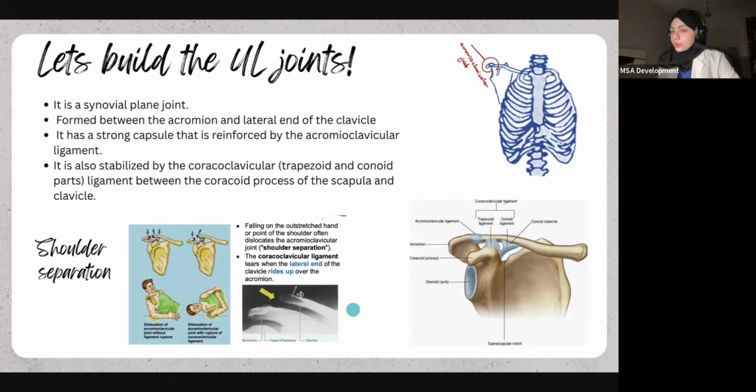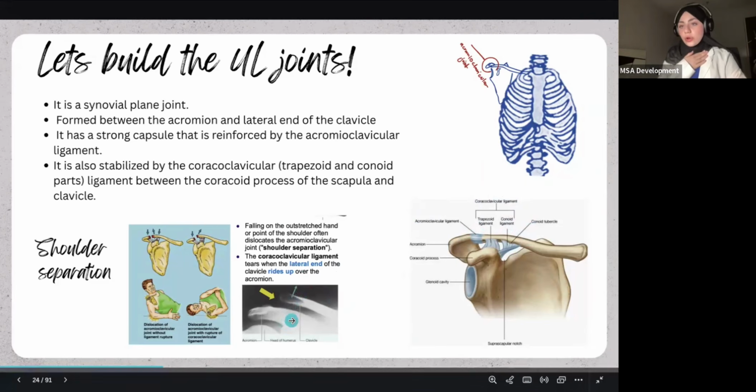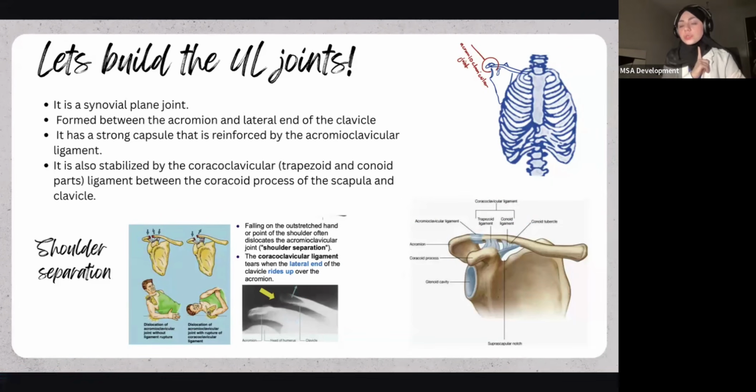Now, again, you always need to think of what the muscles will do. So since nothing is acting on the clavicle now, the sternocleidomastoid muscle will ride the clavicle up while the arm will drop down.